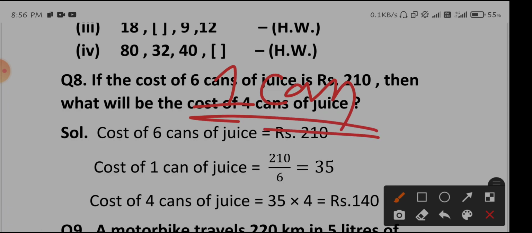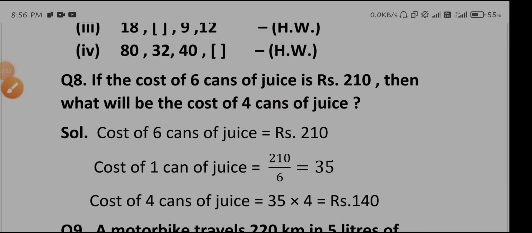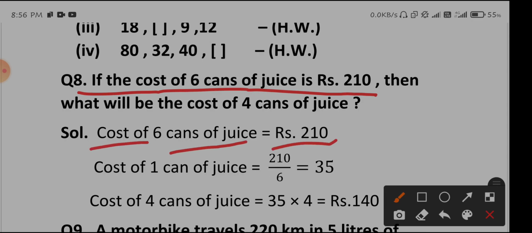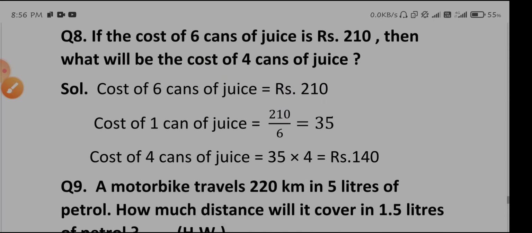After finding for one can, so first of all we'll find for only one article, and after that we'll multiply by the given number of articles. So first of all you can see, if the cost of 6 cans of juice is rupees 210, so write the cost of 6 cans of juice is rupees 210, and we have to find for how many cans? 4 cans.